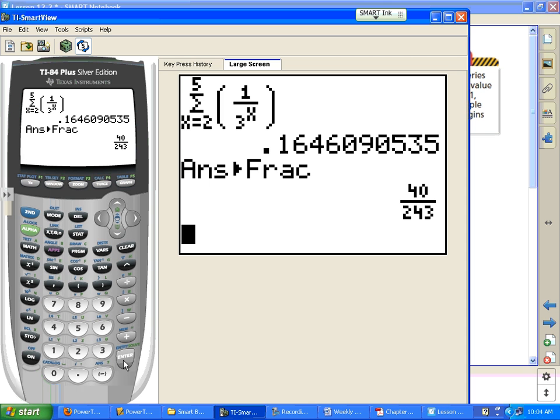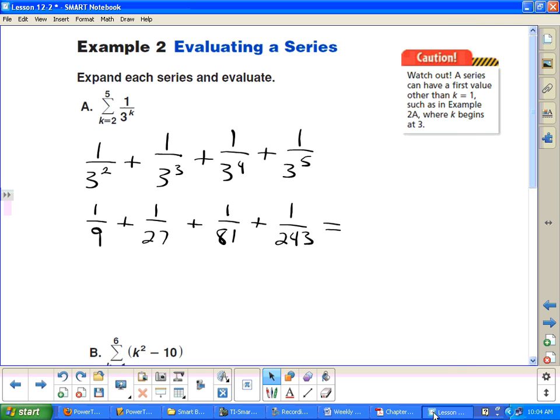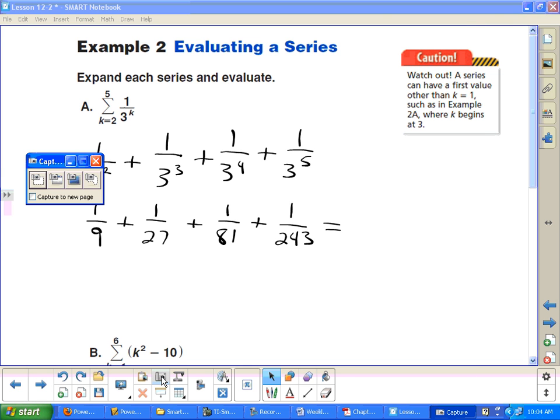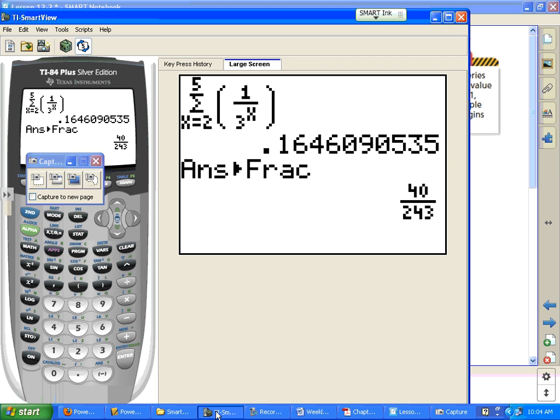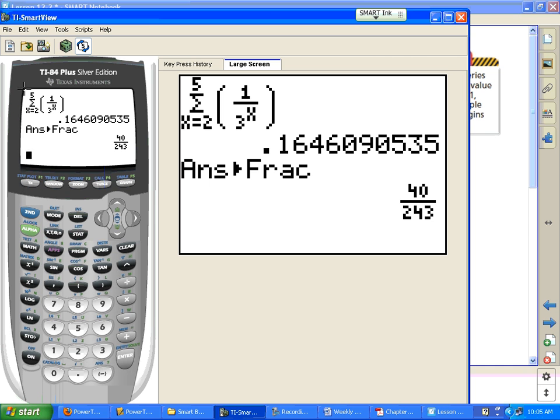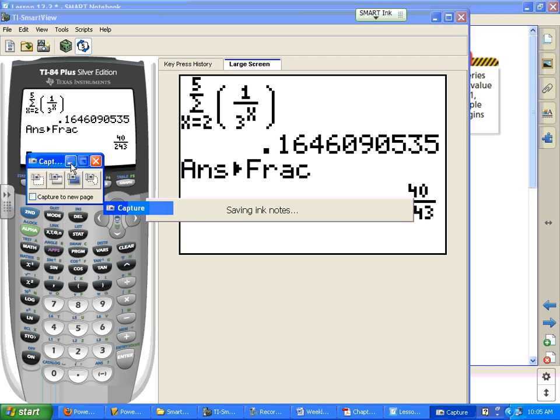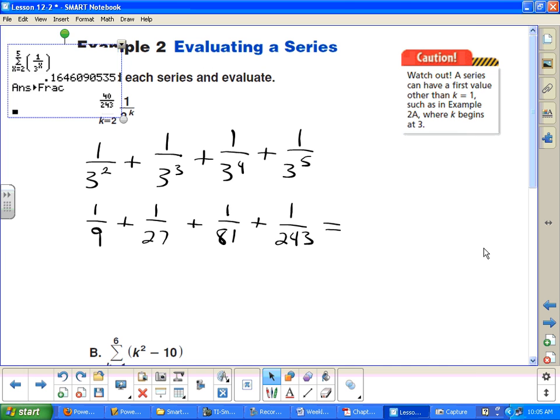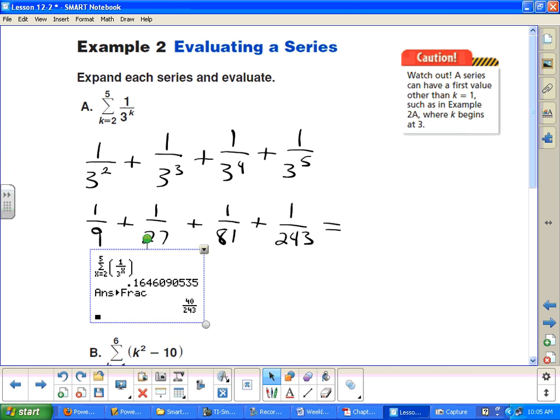Yours was already in a fraction? Yeah. Okay. Yep. Just depends on the setting. So makes everything so much easier. Where am I looking for here? There we go. Calculator. All right. So there's it on the calculator.